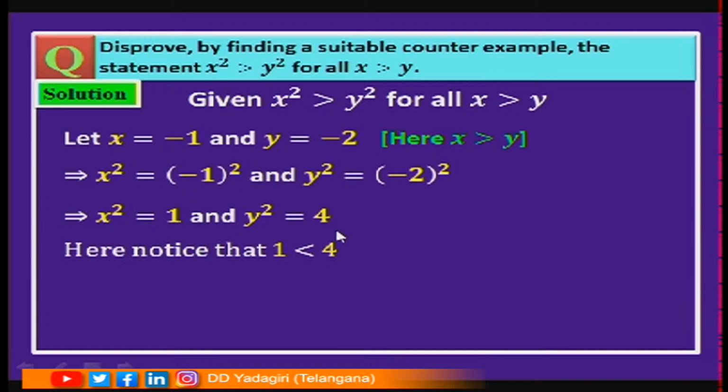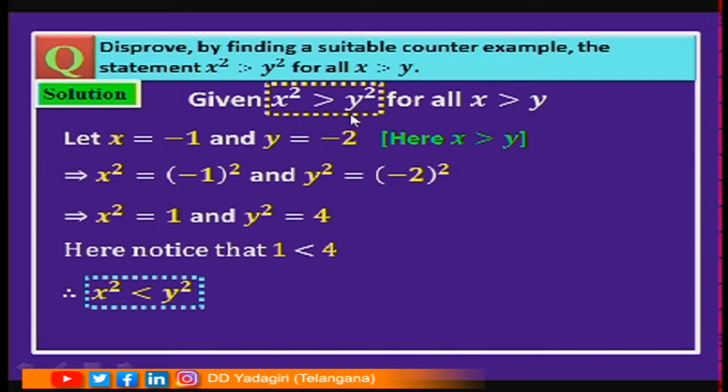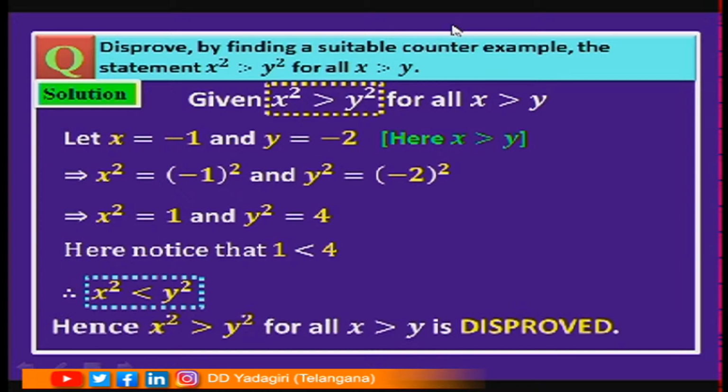Now, if you compare these two, I can say 1 is less than 4, but what is 1, children, here? x square, and what is 4? y square. So, I can conclude that x square is less than y square. But, children, if you notice, here we got x square less than y square, but what is given to us? x square is greater than y square. So, that means the given statement is disproved, right. So, we have given a counter example. We have taken an example and proved that the given statement is false. Okay, children. So, children, let us move on to our next problem.